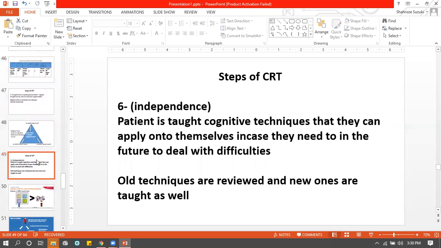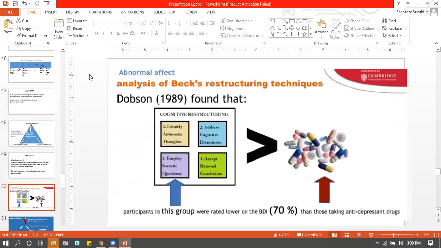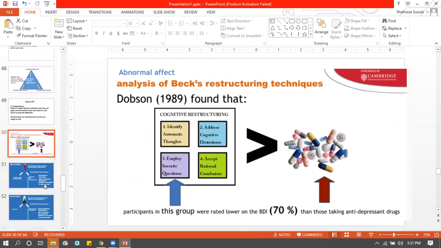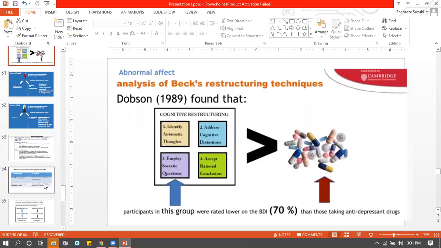So, is there evidence that this works or not? Well, Dobson did research. Of people who are depressed, half of them had CRT done, and half of them had drugs applied. At the end of the result, people who were taking therapy improved 70% on the Beck Depression Inventory, which shows that their symptoms improved 70% as compared to drugs. Dobson says CRT is going to improve people more as compared to drugs.